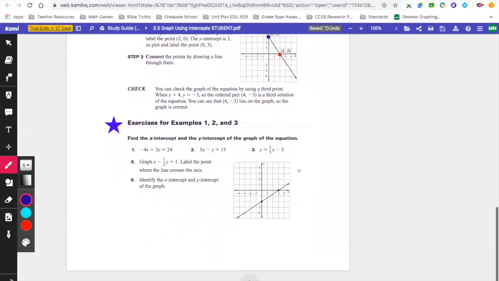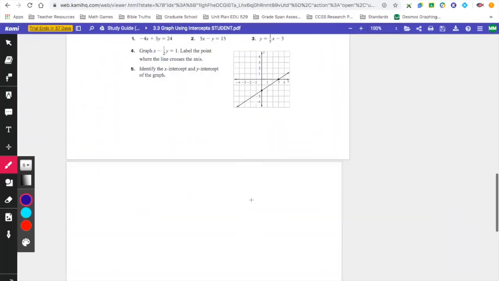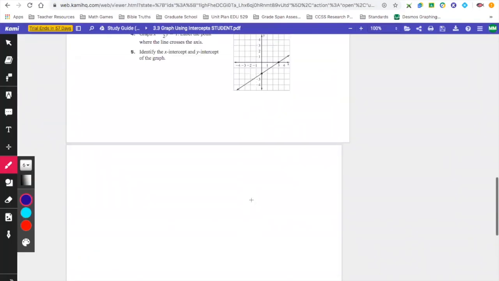Here you have some exercises to do. Find the x and y-intercept. You have a plus sign down here at the bottom of the page. If you don't have enough room to do your work, just push plus. You want to add a page to it. And now I can see that I have a new page to do some work on.